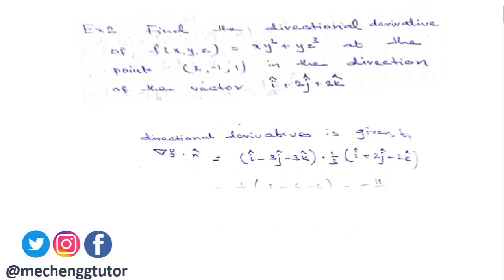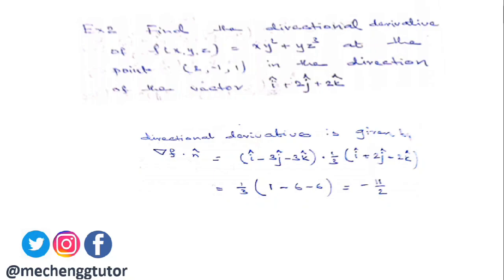Therefore, directional derivative is given by del f dot n cap, which is the definition of the directional derivative. Substitute for del f, it is i minus 3j minus 3k, and unit vector we have calculated, dot 1 upon 3 into bracket i plus 2j plus 2k. Friends, here in dot product we have studied that you have to multiply the corresponding coefficients of i, j, k and add it.